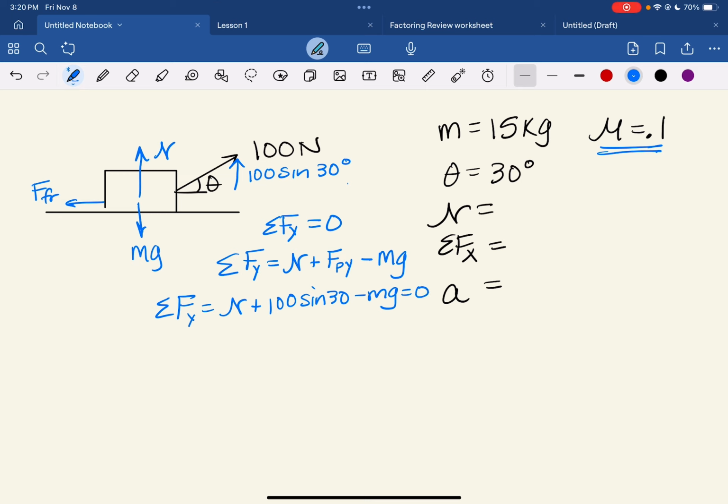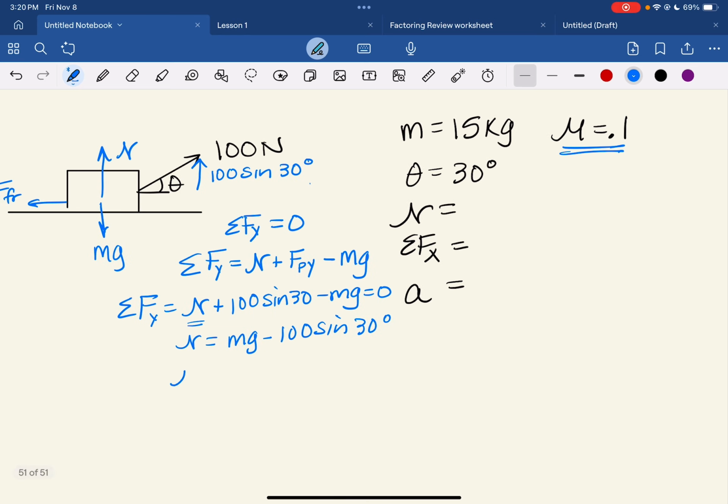So I want to isolate my normal force. That means I'm going to add mg to both sides. So this is going to go over to the other side, and it'll become a positive. This positive here is going to become a negative. So this is how it looks. I have normal force equals mg minus 100 sine of 30 degrees.